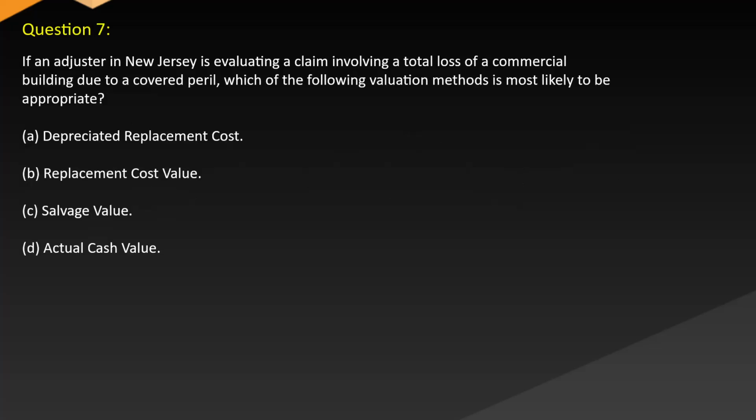Question 7. If an adjuster in New Jersey is evaluating a claim involving a total loss of a commercial building due to a covered peril, which of the following valuation methods is most likely to be appropriate? A. Depreciated replacement cost. B. Replacement cost value. C. Salvage value. D. Actual cash value.